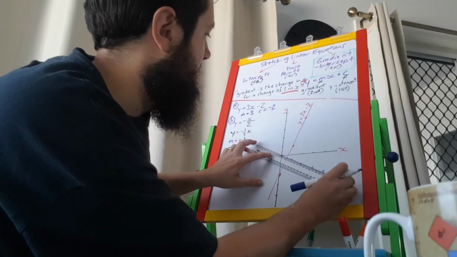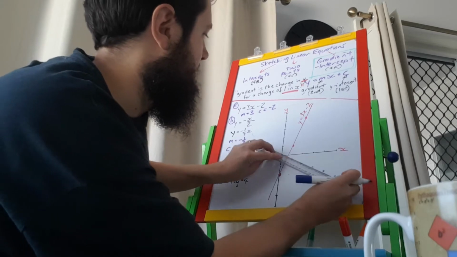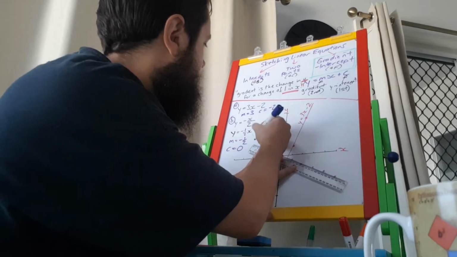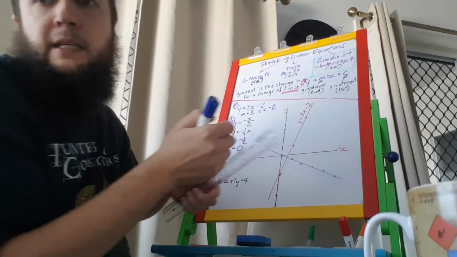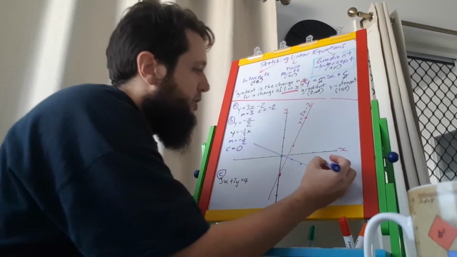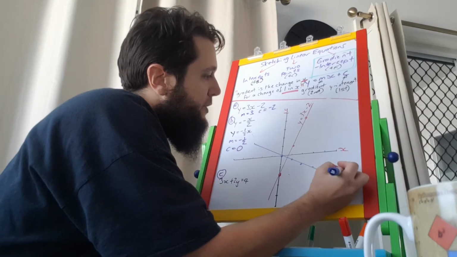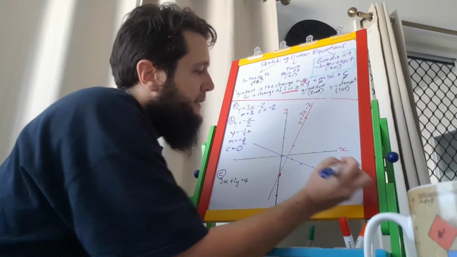So I'll put my pen down and do a nice line through the whole thing. And I've got my second line, which is y equals -1/2 x.